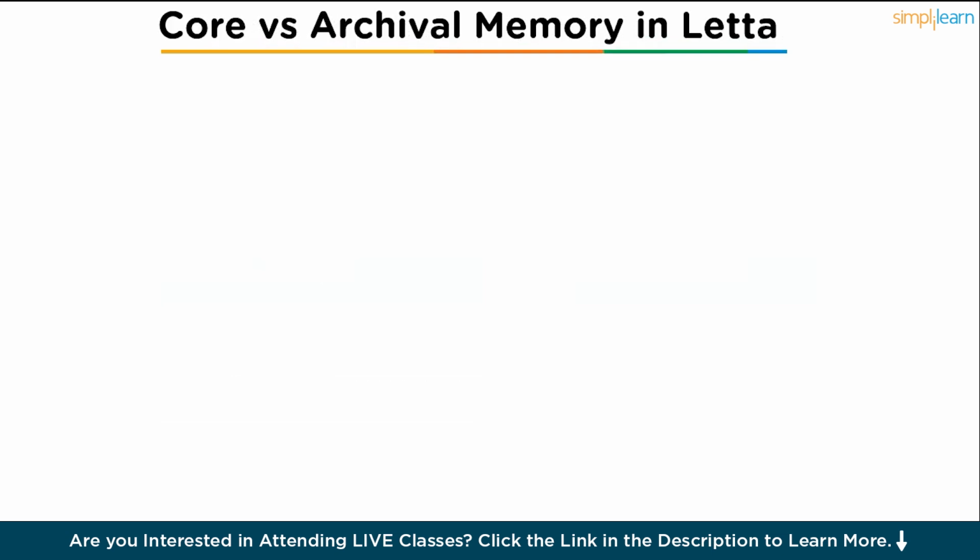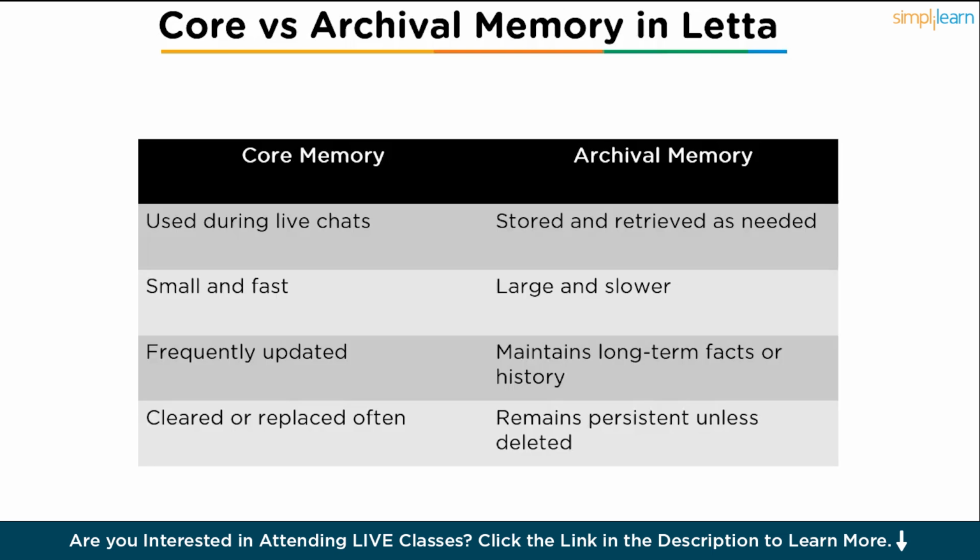Letta agents use a two-tier memory system that mirrors human-like recall. Each type of memory serves a specific function. Coming to core memory, it functions as short-term memory for live interaction and active tasks. It is also small and fast, frequently updated to handle immediate queries or dynamic situations. And it is also cleared or replaced often to stay efficient.